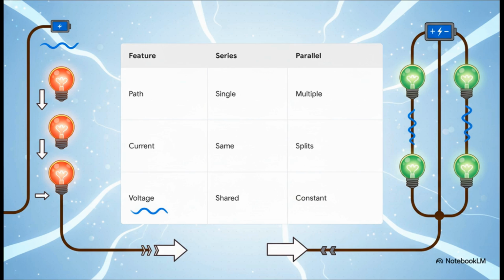And because of this architecture, current and voltage behave in completely different ways. In a series circuit, the current is exactly the same at all points, but in a parallel circuit, the total current enters a junction and splits into those branches. Now, what about voltage or potential difference? In a series circuit, the total voltage from the battery is shared or split up among the components. But, and this is super important to remember, in a parallel circuit, the voltage is constant across all the parallel branches. Every single branch gets the full unshared voltage supplied by the source.